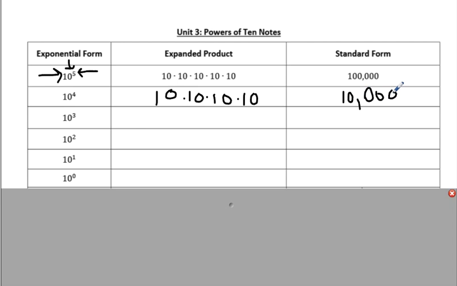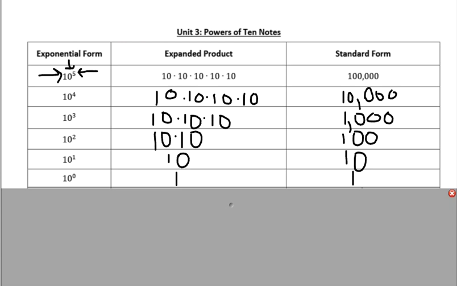Okay, so go ahead and fill in 10 to the 3rd. You know that would be 10 times 10 times 10, which would be 1,000. And try to fill in the rest. You can pause your video and keep going for 10 to the 2nd, 10 to the 1st, and 10 to the 0. So your paper should look like this if we did it correctly.